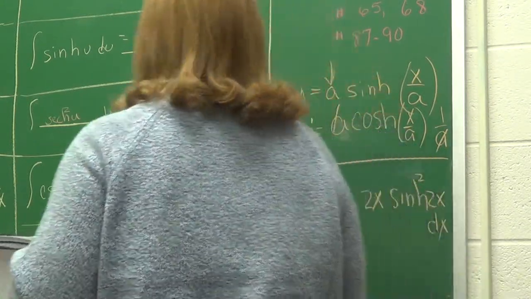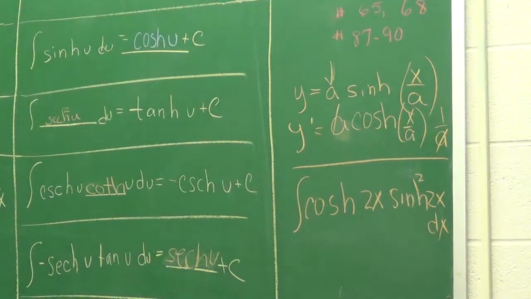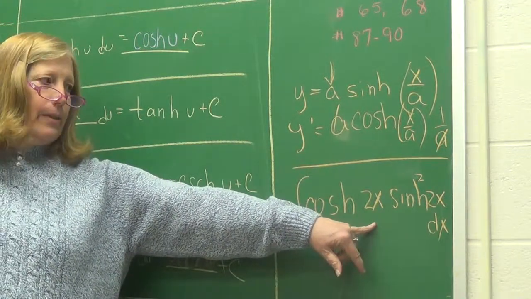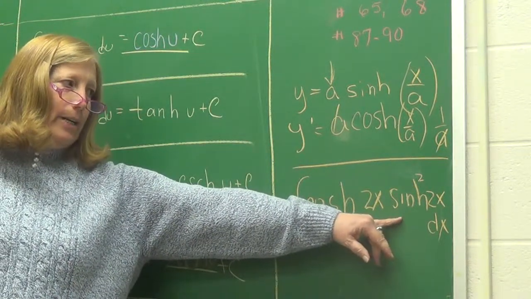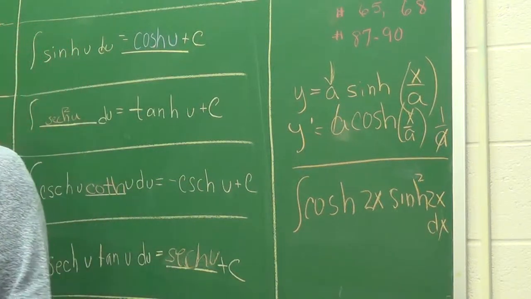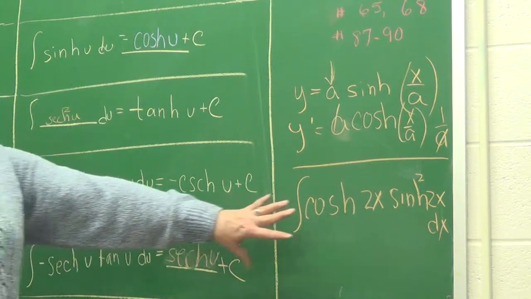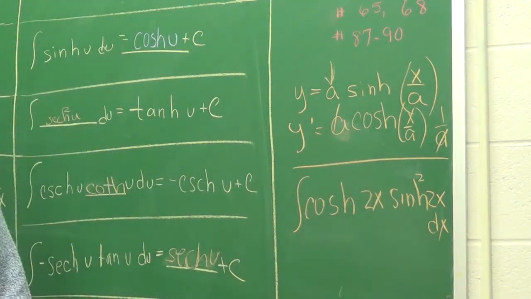I have to smush because I got so much up on the board. The integral of hyperbolic cosine of 2x times the hyperbolic sine squared of 2x dx. We'll do this one out loud together so we don't have to pause the video. So you've been pretty well trained in your u's. So Morgan, what do you think the u might be? If it doesn't work out, we'll change it.